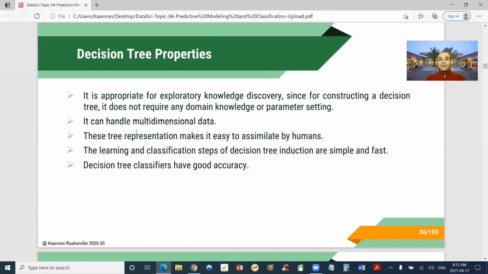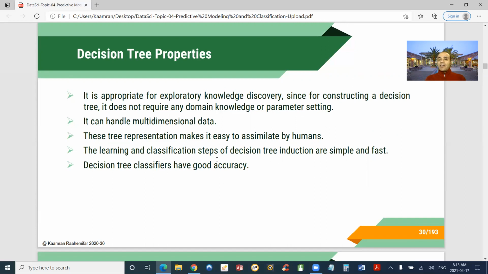You need to know the domain. It can handle multidimensional data, obviously, because it allows you to go through every attribute independently. You could potentially have 100 attributes. That means 100 dimensions. And these tree representations make it easy to assimilate by humans. Even a human can do it on a piece of paper, and you're on your way.